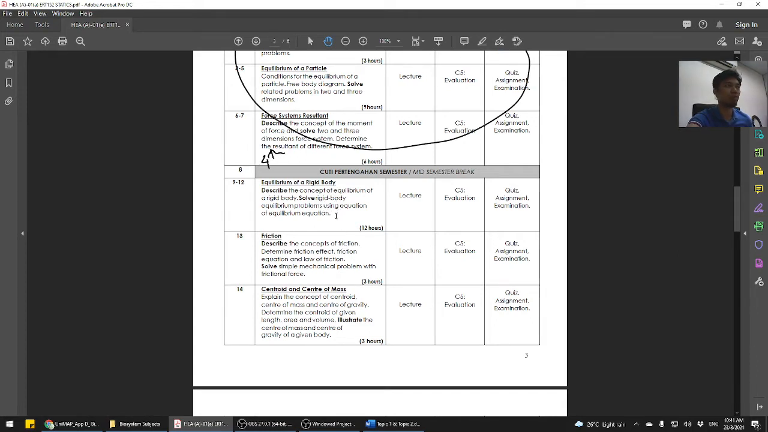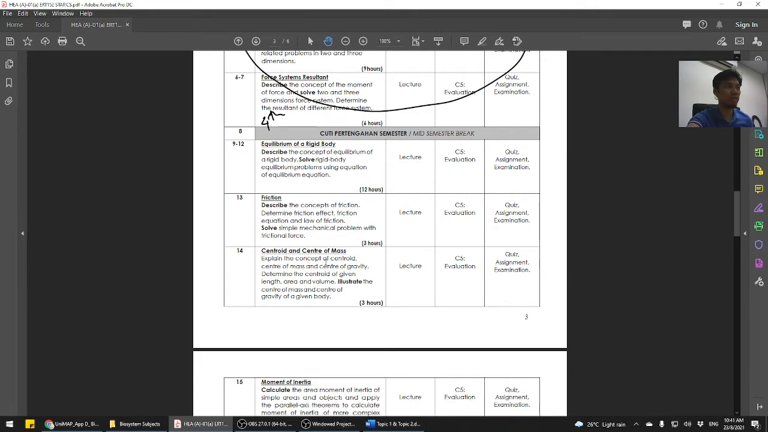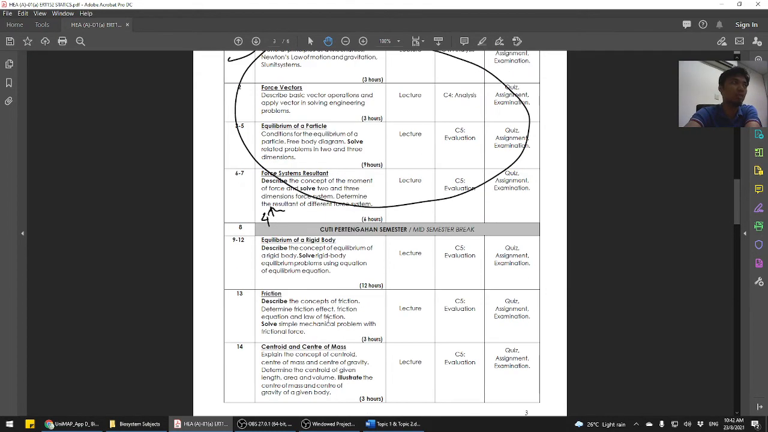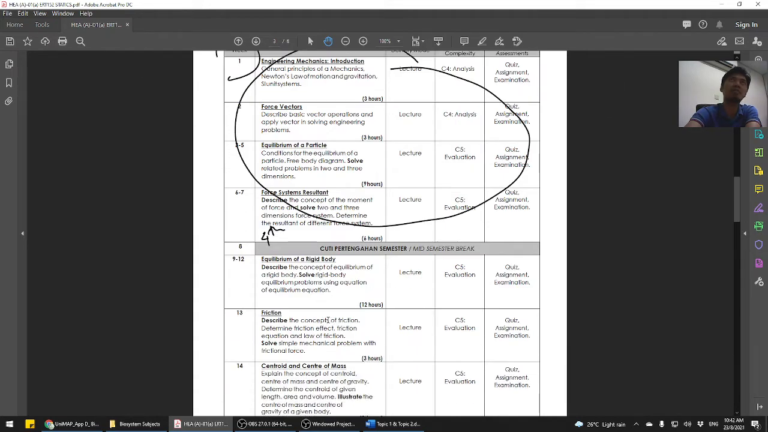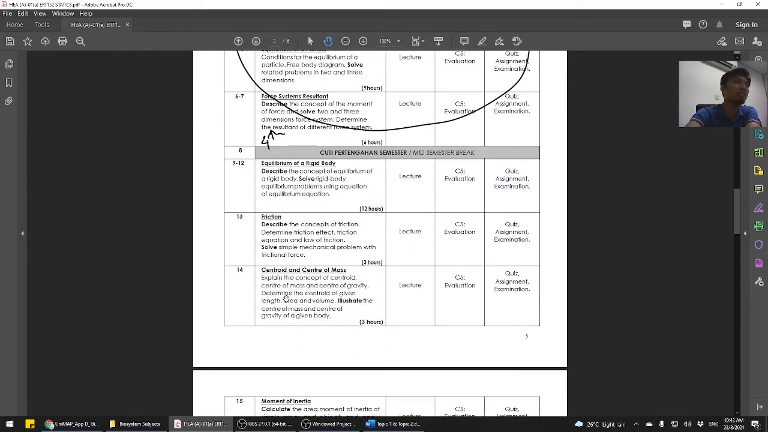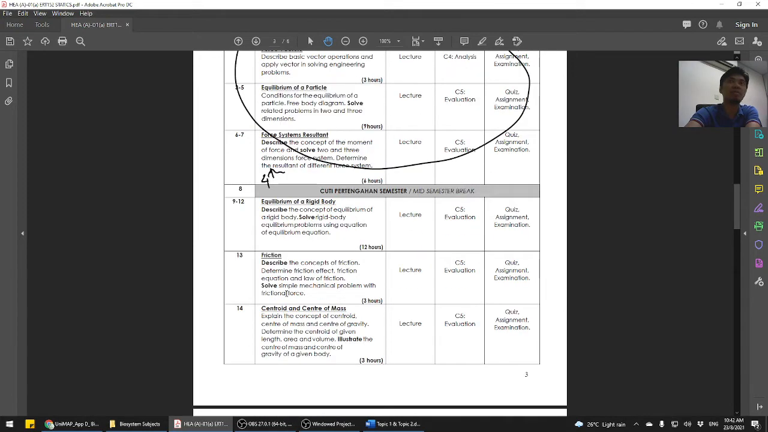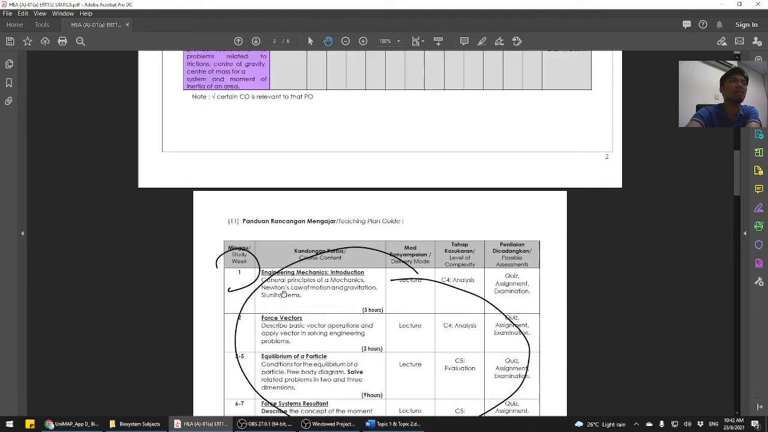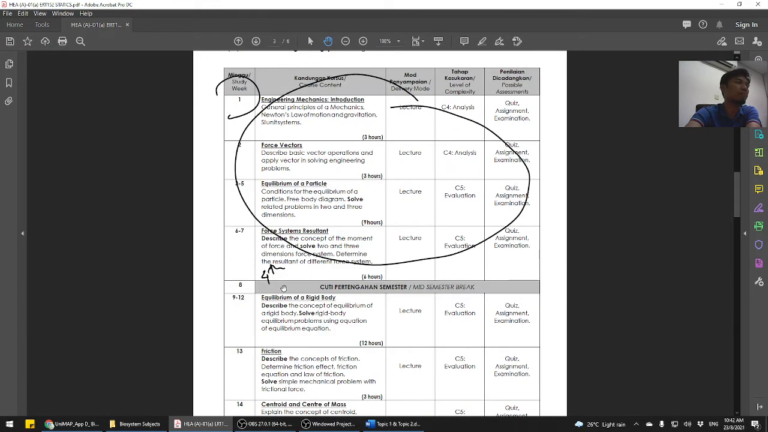Okay, I will cover centroid and center of mass and moment of inertia, another 4 questions out of this topic. I will solve 4 questions for you. Then at the next week, I will cover friction. And that's it. So you will be ready for the final examination again for the Static subject.